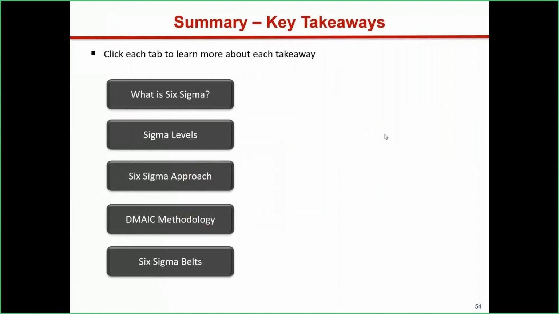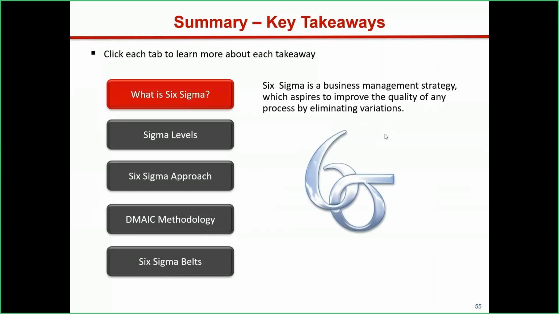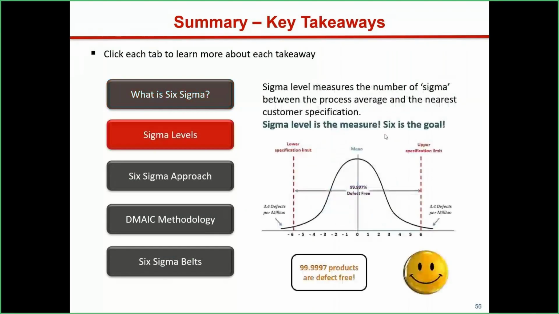So let's go through the key takeaways. What is Six Sigma? Six Sigma is a business management strategy which aspires to improve the quality of any process by eliminating variations. Sigma levels measure the number of sigma between the process average and the nearest customer specification. So sigma level is the measure, 6 is the goal.